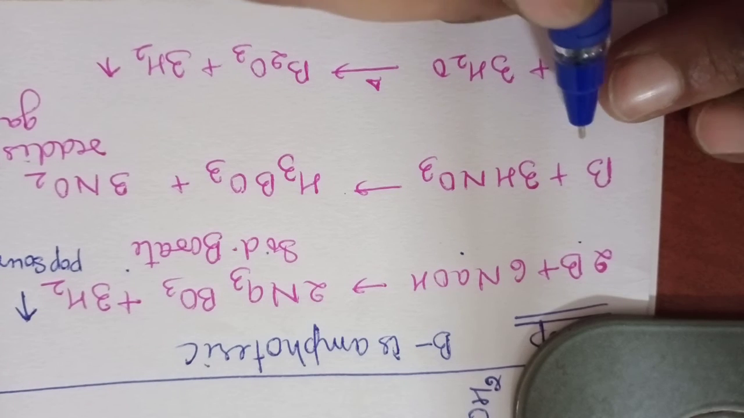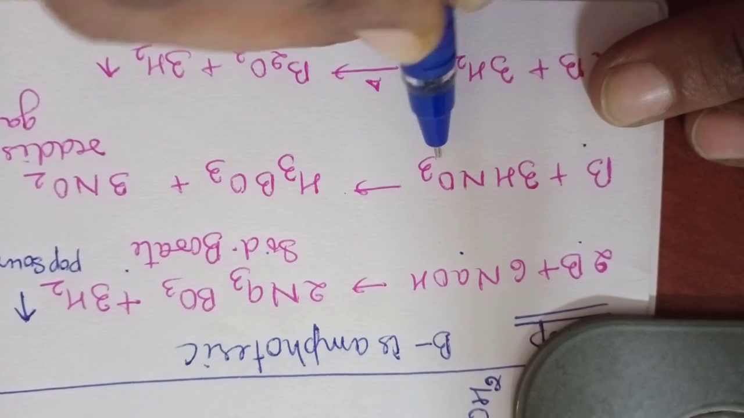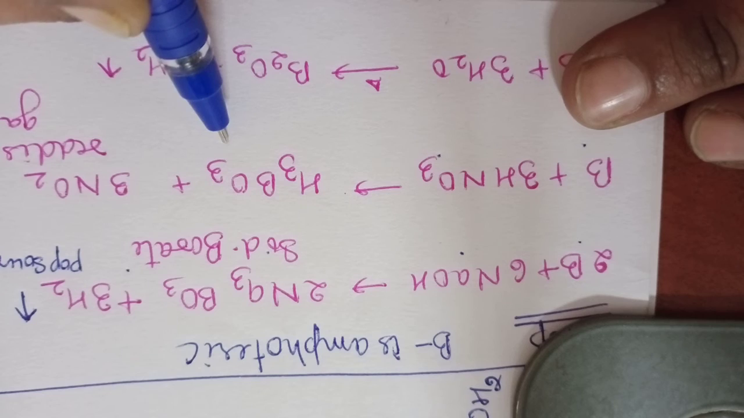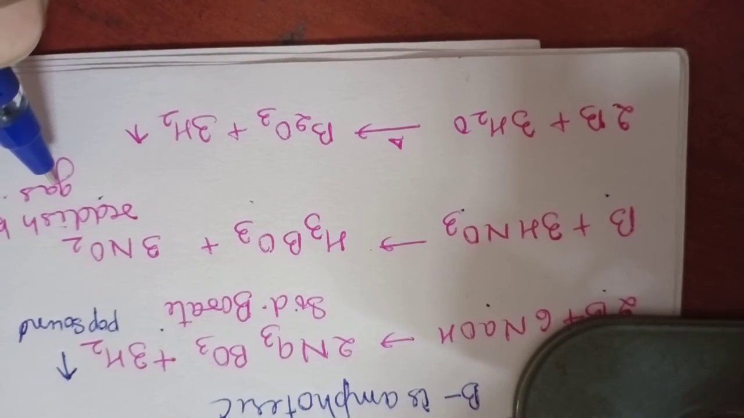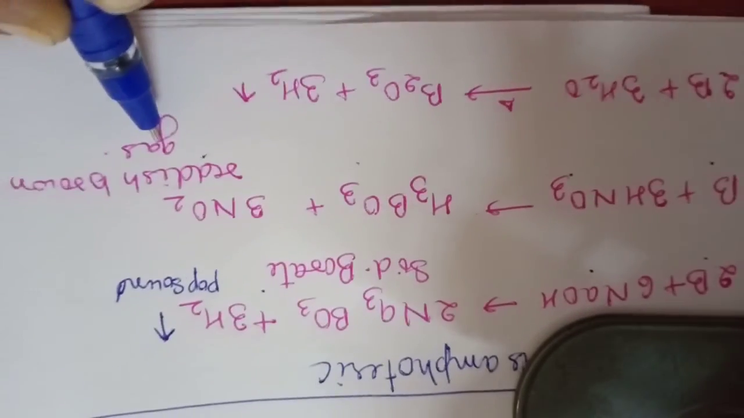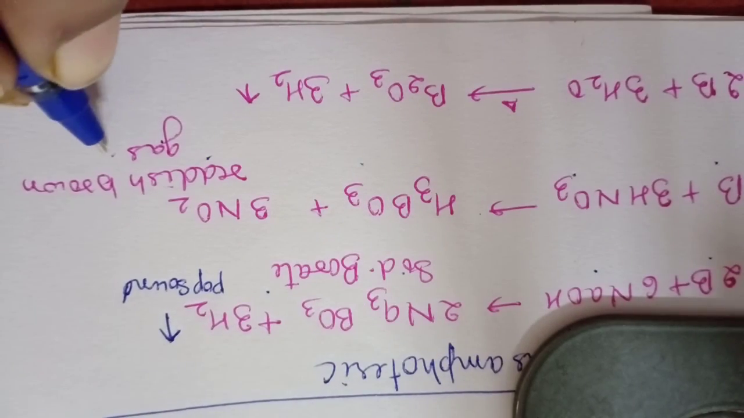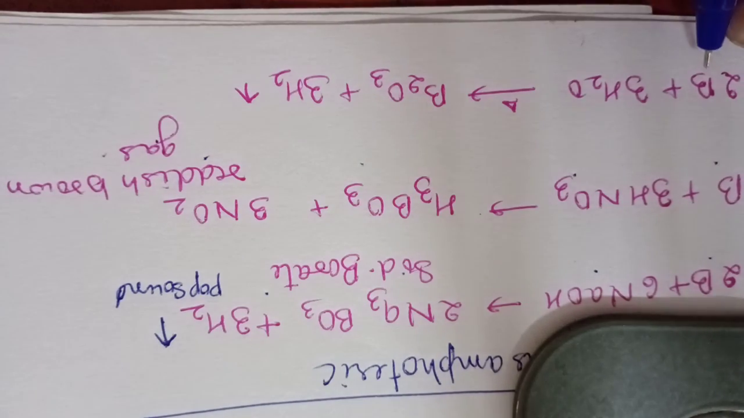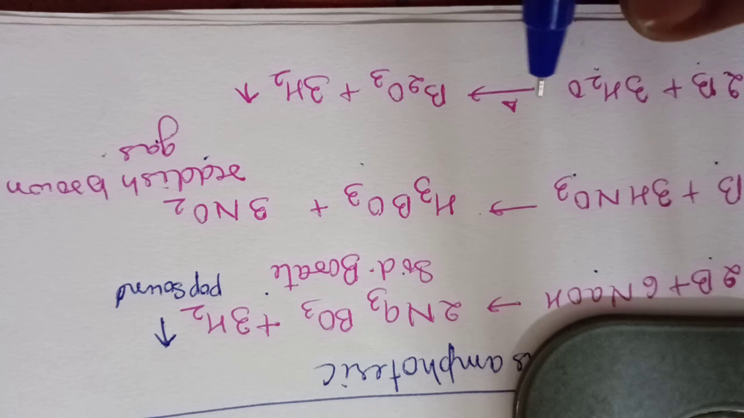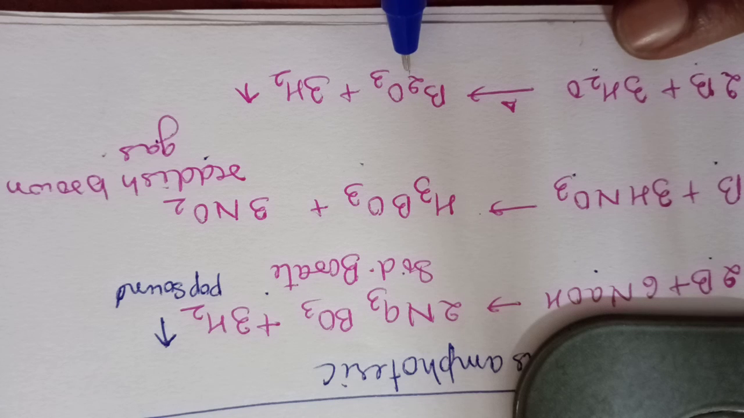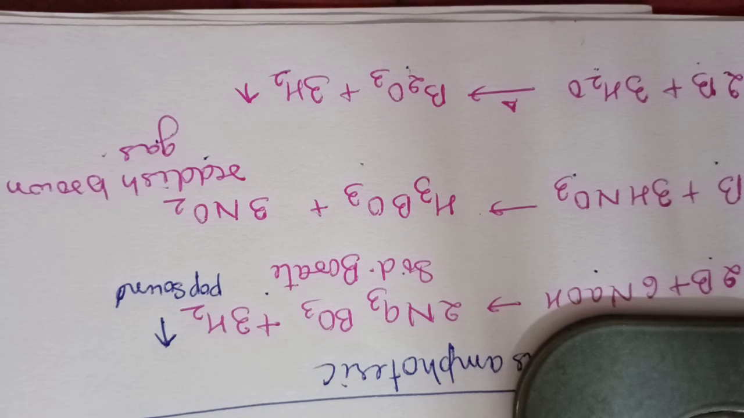Now again, boron, when we treat it with nitric acid, forms boric acid with the release of nitrogen dioxide gas, which has reddish brown fumes. It is a reddish brown gas. Lastly, when boron is reacted with water, it forms boron oxide with release of hydrogen gas.